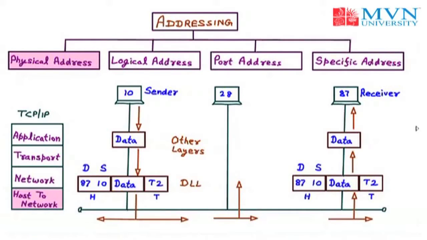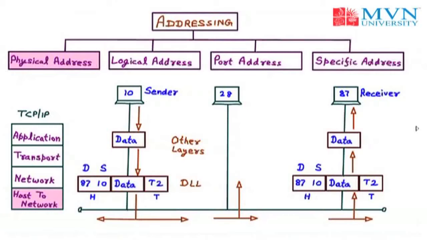28 will discard that particular frame and 87 will accept, because here the destination physical address matches the receiver address. Then the data link layer receives that frame, and the other layers will discard the header as well as the trailer. Now the data will be sent to the receiver, that is 87. So now we know the physical addressing scheme. So that's all about the physical address.